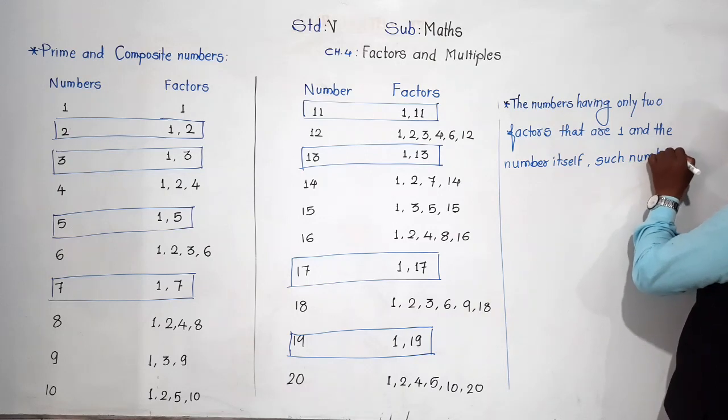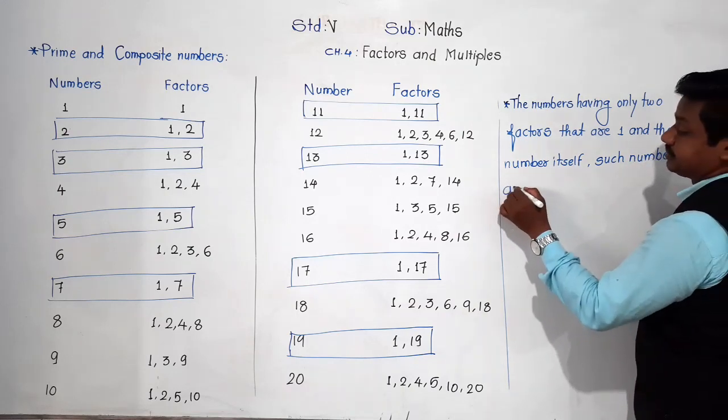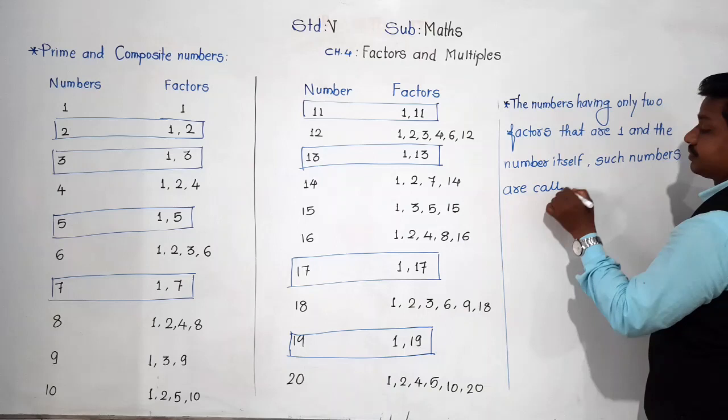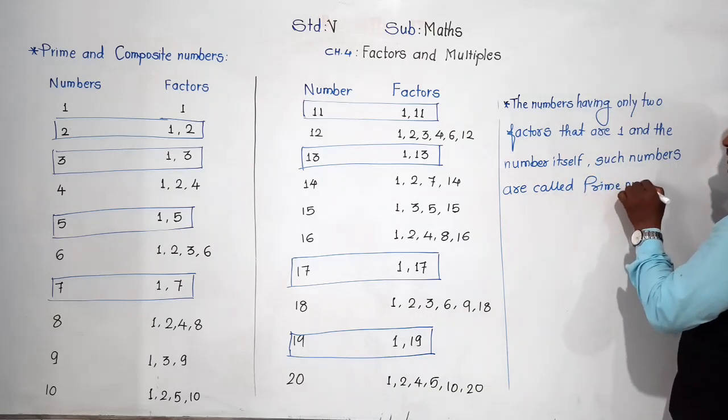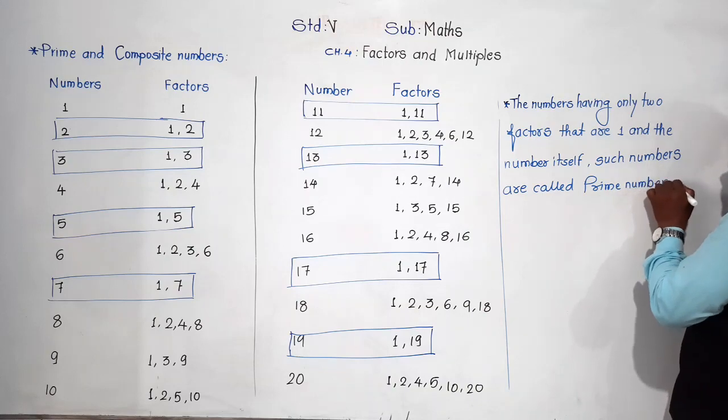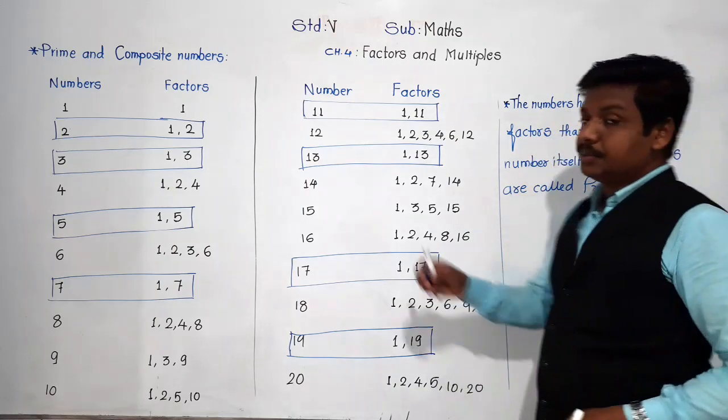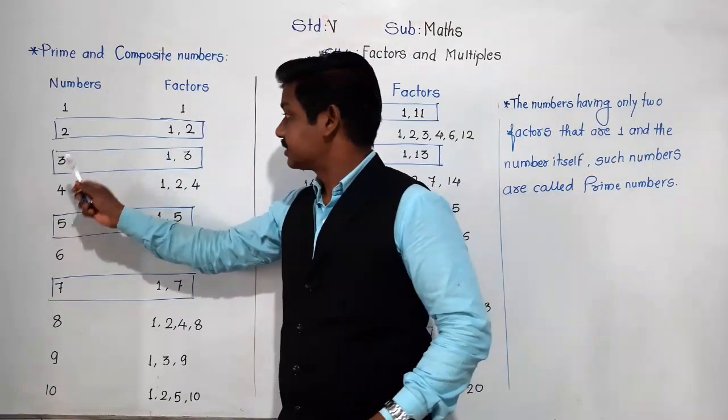Such numbers are called prime numbers. Okay, such numbers are called prime numbers. And opposite of that, see these remaining numbers.